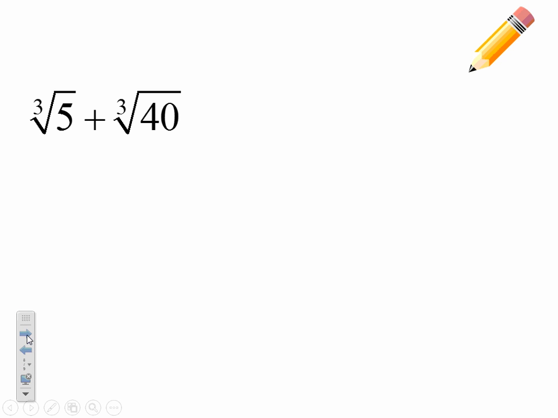Here we go. Now we're going to be adding and subtracting. Now when we add, we have to have the same index again. And we have to have the same number underneath our radical, so our radicand, these numbers have to be the same. Right now they're not, and we can't simplify the cube root of 5, so we're going to keep that. But we're going to break down the cube root of 40. So we're going to add this.